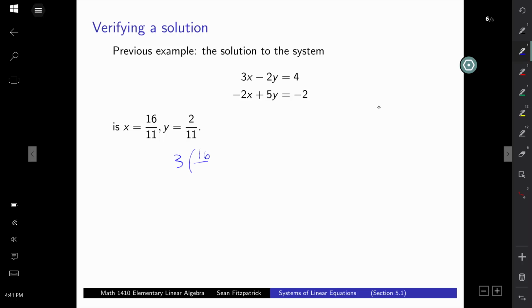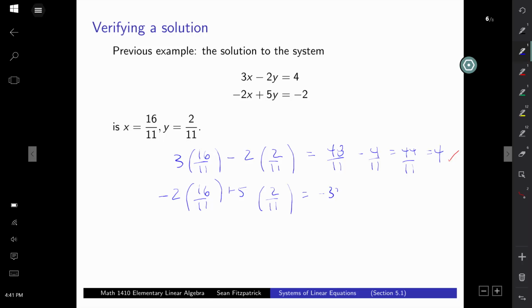3 times 16 over 11 minus 2 times 2 over 11 is 48 over 11 minus 4 over 11. That's 44 over 11. That's 4. That's what I'm supposed to get. Okay? Minus 2 times 16 over 11 plus 5 times 2 over 11 is minus 32 over 11 plus 10 over 11. That's minus 22 over 11. That's minus 2. Works in the second equation as well, right?